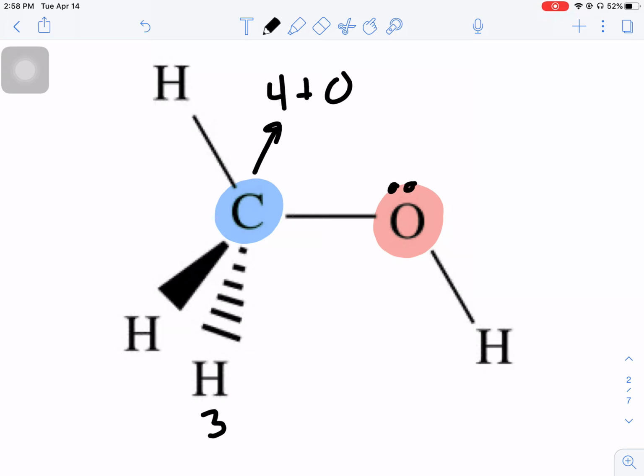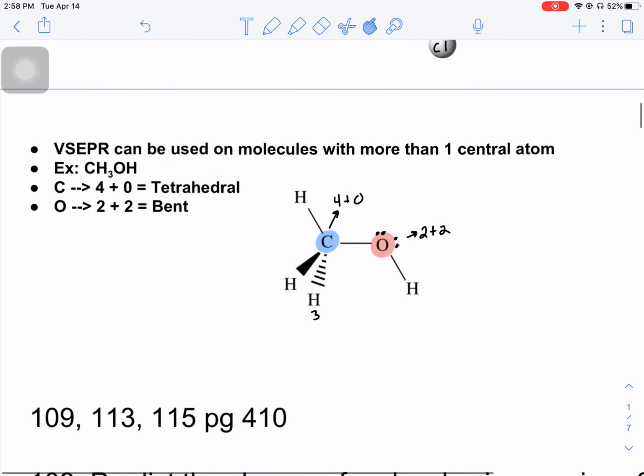Now let's look at the other central atom, which is oxygen. Now we're also missing some lone pairs, so I'll fill those in. So oxygen has two neighbors. Oxygen has two unshared pairs. So for oxygen, this end of the molecule is going to be kind of a bent structure. Bond angle is going to be a little bit closer to about 104.5. So just realize for larger molecules, you can have more than one central atom.